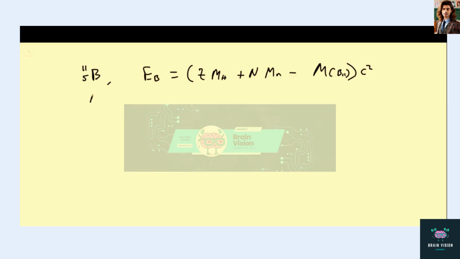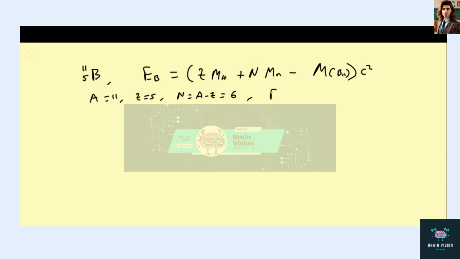So for boron, you can see that the atomic mass A is 11. Z, the number of protons, is 5. Therefore, the number of neutrons must be A minus Z, which in our case is 6. Plugging in these values here, we find that E, the binding energy, is equal to 76.21 mega electron volts.